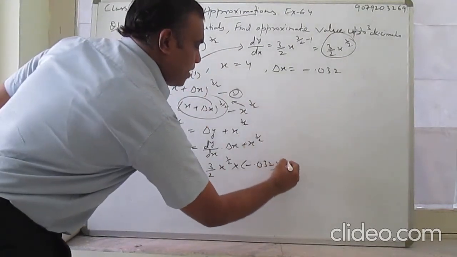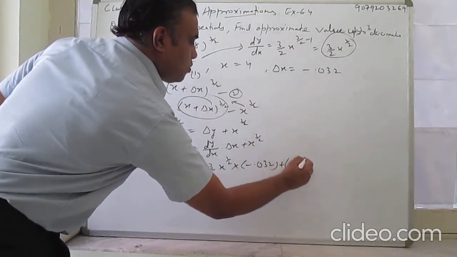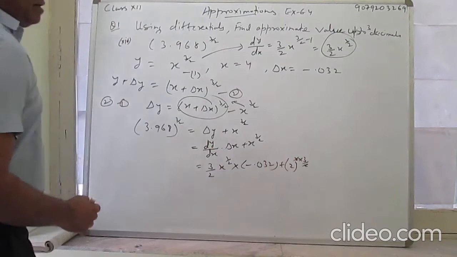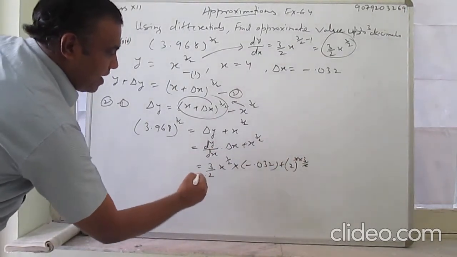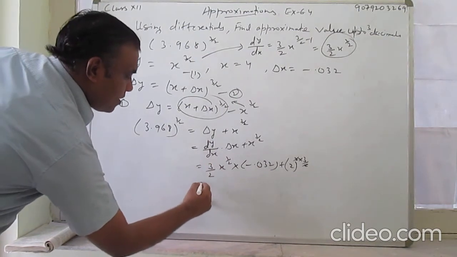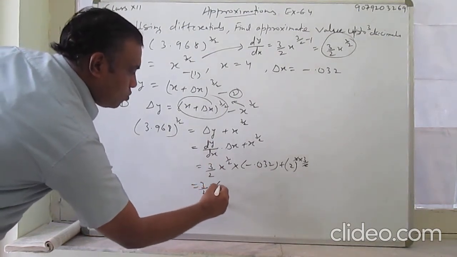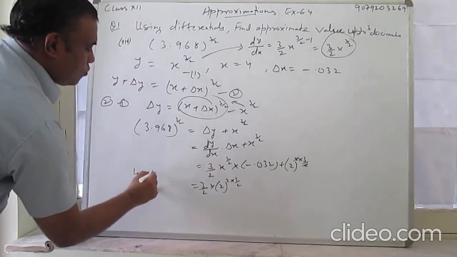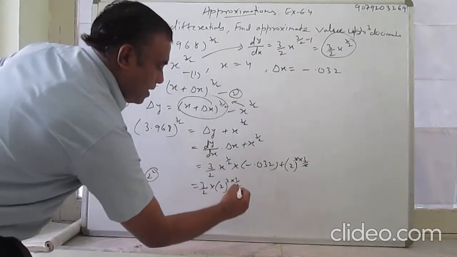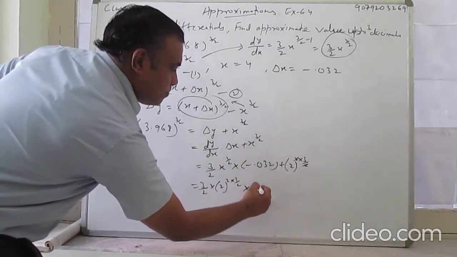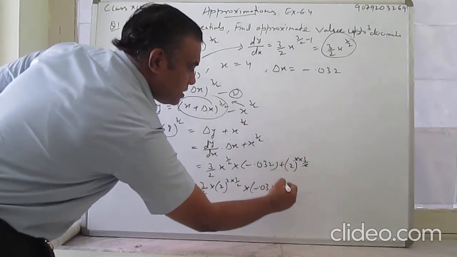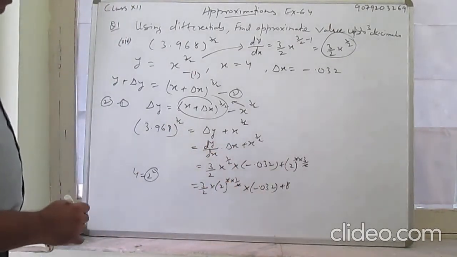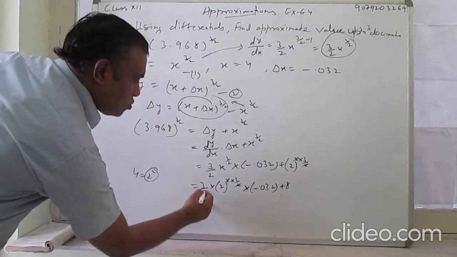Plus what is x? 4. You can write 4 as 2 to the power 2, into 3 by 2. Now putting the value of x, which is 4, we write 3 upon 2 into 2 to the power 2 into 1 by 2, instead of 4 we put 2 squared, minus 0.032. This is 8, since the cube of 2 is 8. These two cancel out, and this 2 and this 2 also cancel out.